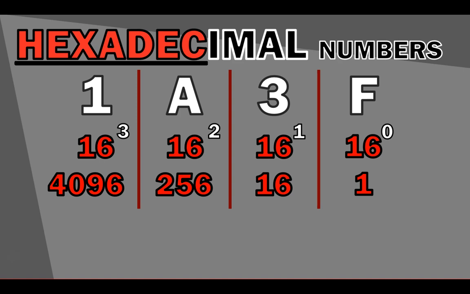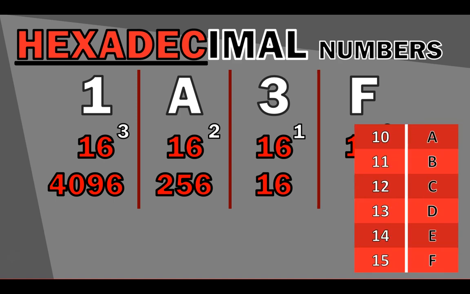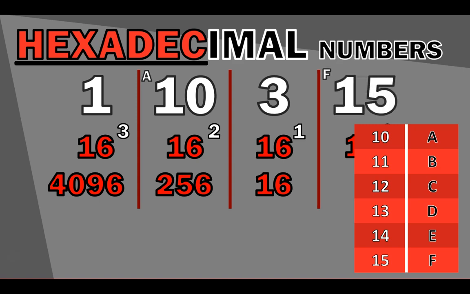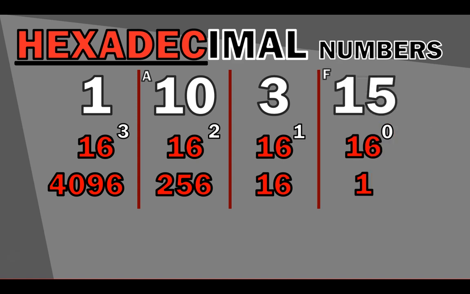Now there is an extra step we must take before we start multiplying out the values, and that is to change any letters to their numerical value. So we are looking for any A, B, C, D, E's or F's. So this A we must convert to a 10 and this F must be converted to a 15. Now that that part is done, we can apply the same strategy as we did with the decimal numbers.